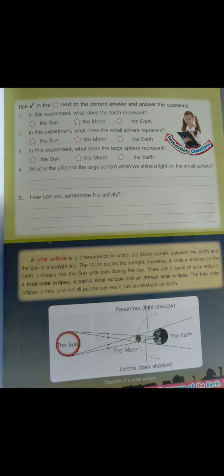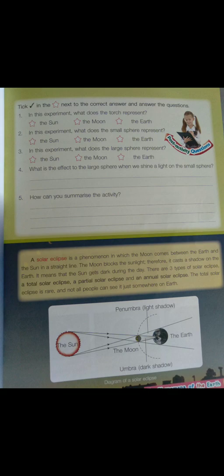So, a solar eclipse. What is a solar eclipse? A solar eclipse is a phenomenon in which the moon comes between the earth and the sun in a straight line. The moon blocks the sunlight, therefore it casts a shadow on the earth. It means that the sun gets dark during the day.